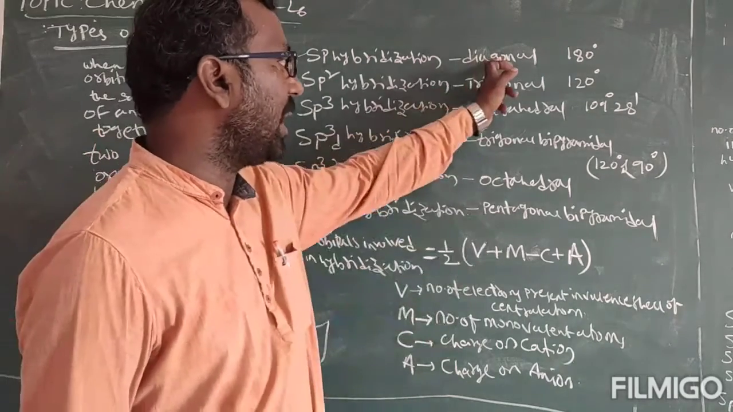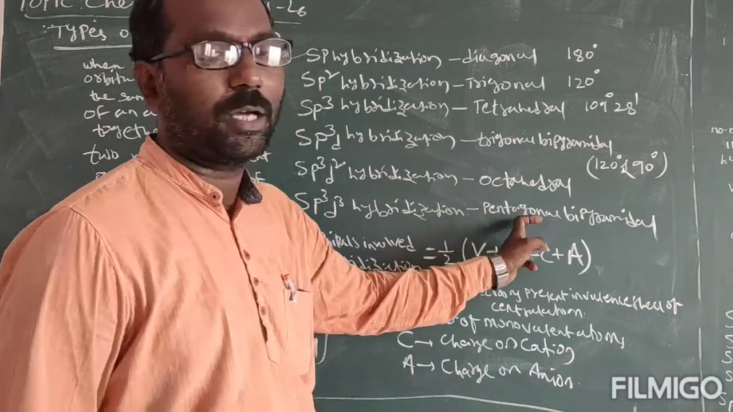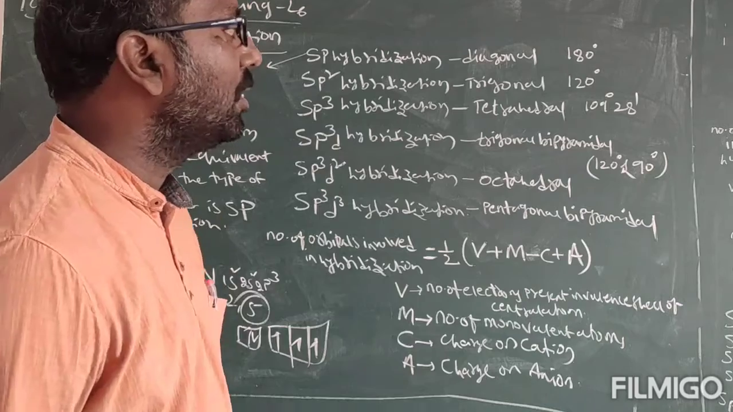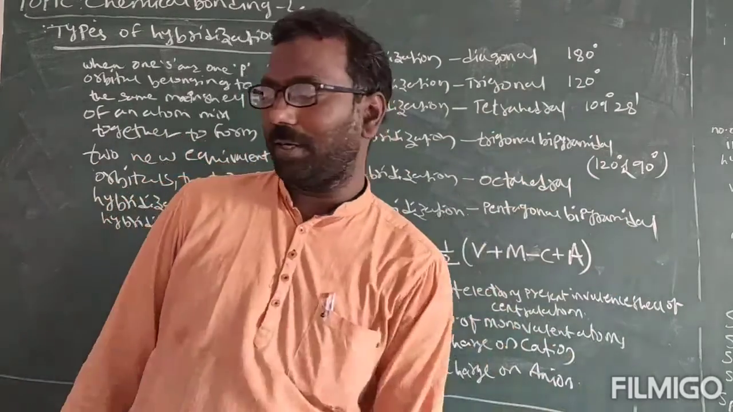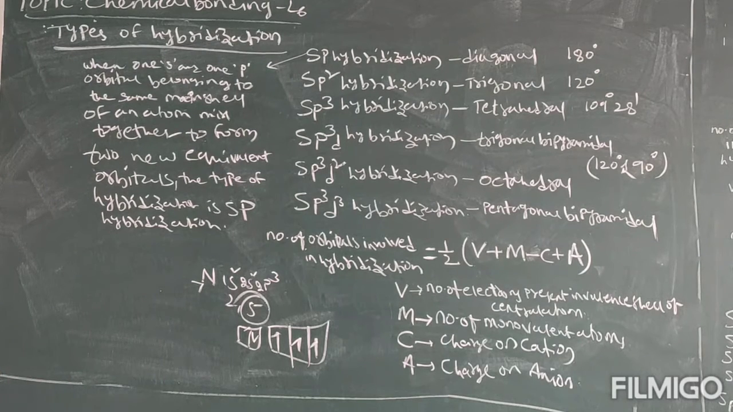And these are the shapes: diagonal, trigonal, tetrahedral, trigonal bipyramidal, octahedral, and pentagonal bipyramidal. These are the shapes, and these are the angles, different types of angles. Hope you have understood. If you have any doubt, you can WhatsApp me. And in the next video we will discuss examples of the compounds which undergo sp hybridization, sp2 hybridization, sp3 and sp3d, all that we can see.